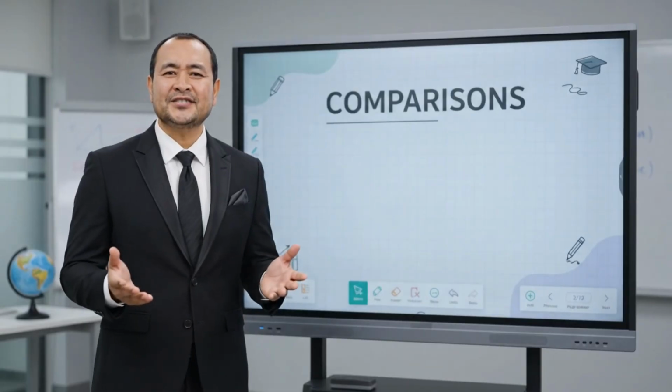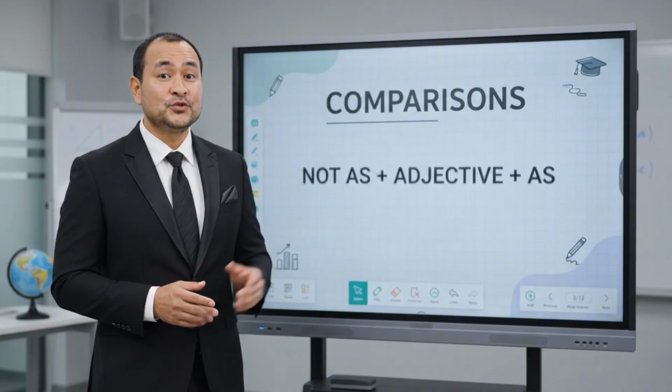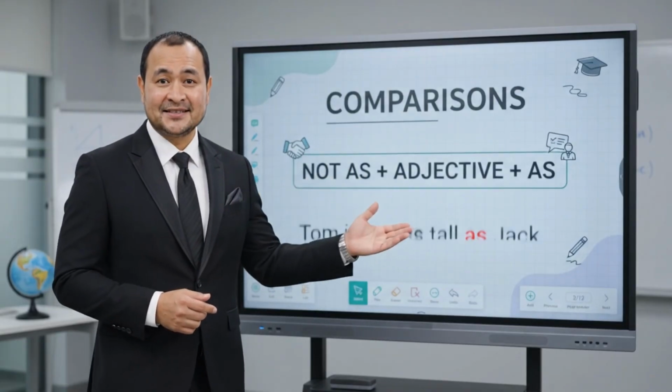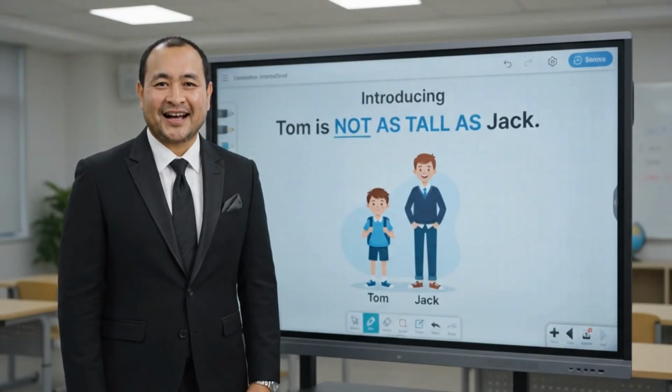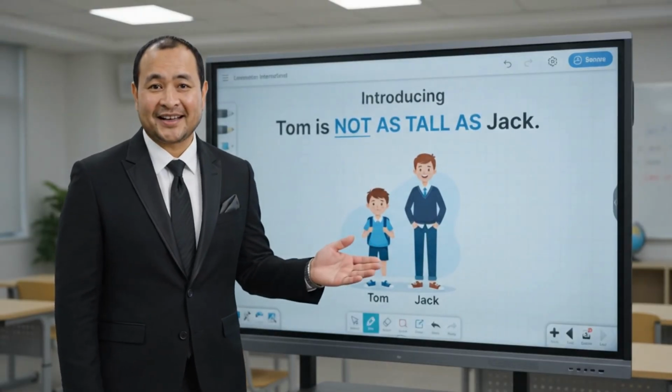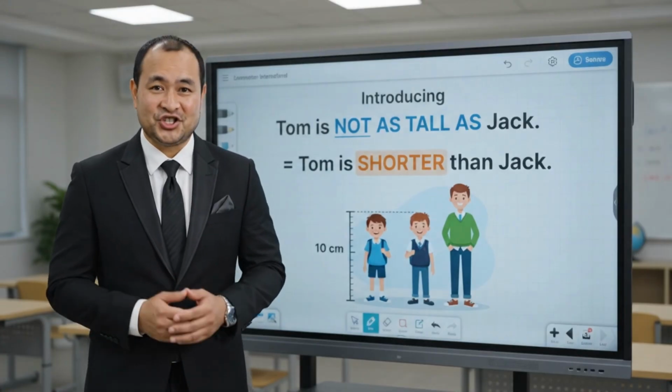But what if two things are not equal? We use not as adjective as. Tom is not as tall as Jack. Look at Tom and Jack. Tom is not as tall as Jack. This means Tom is shorter than Jack.